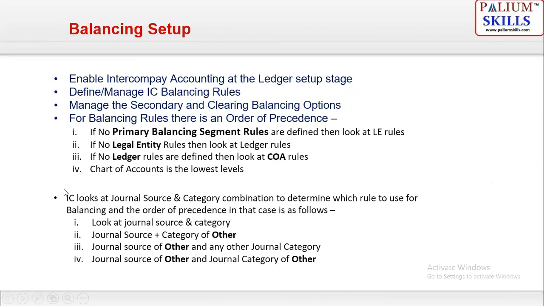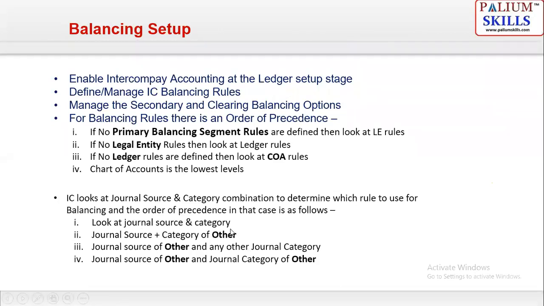We said intercompany rules can be defined at the source and the category levels also. So it will look at the combination of source and category to define the intercompany balancing journal. Now in the source and the category, for example, in the source we have payables, receivables, adjustment. These are typically the category. What is the category of the journal, right? So there is a value for others as well.